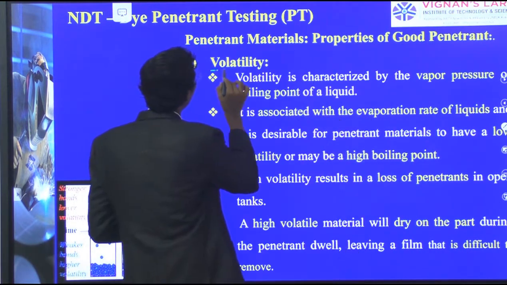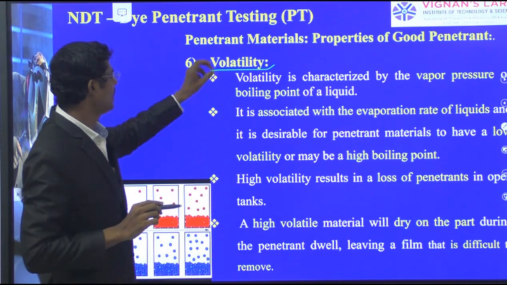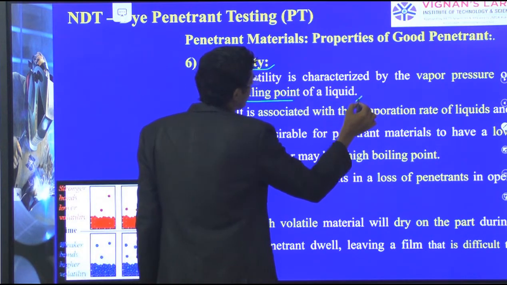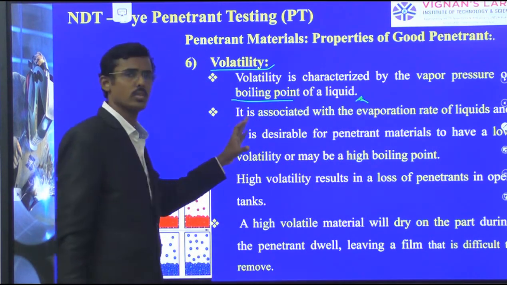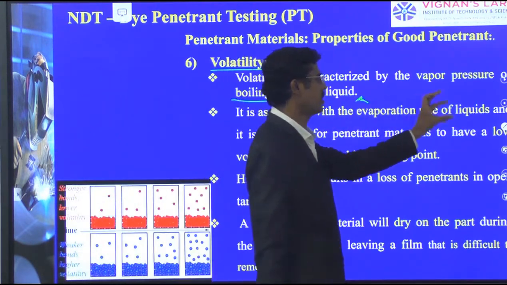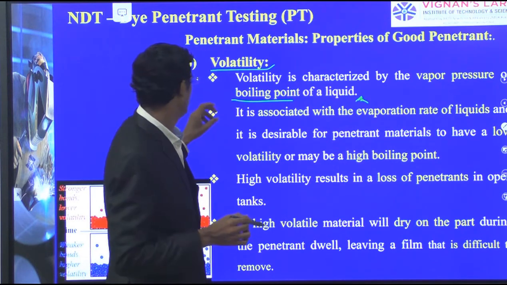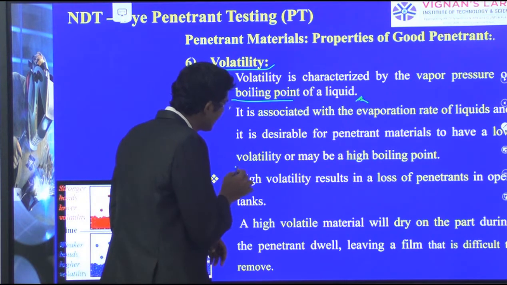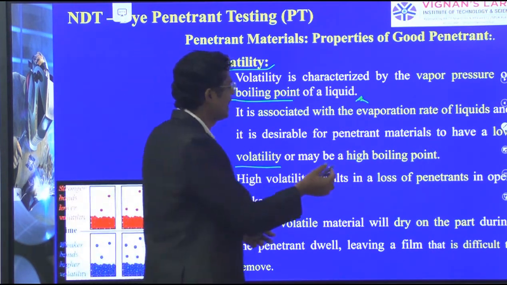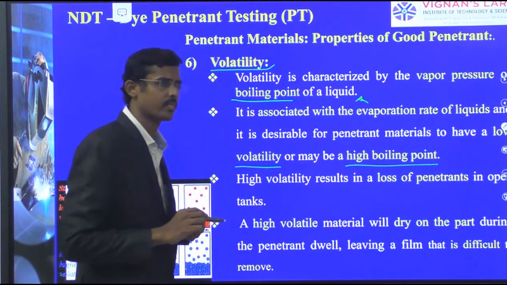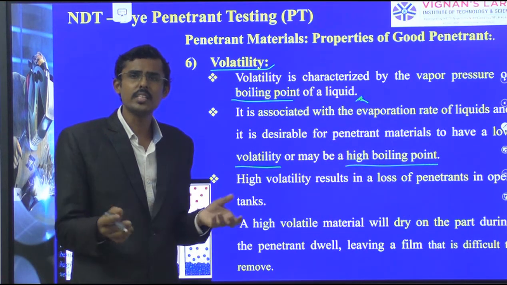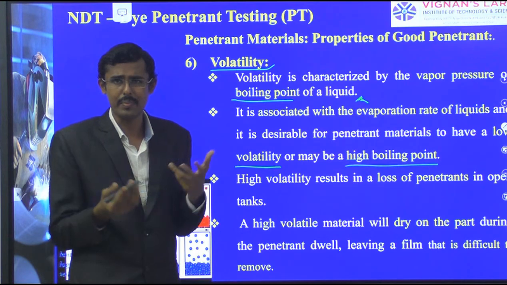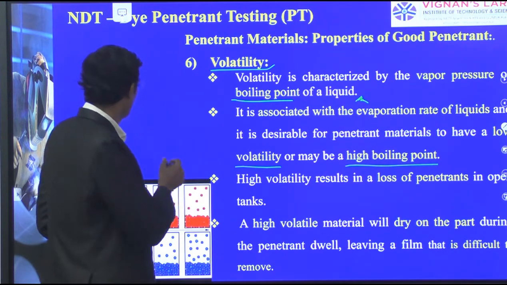Next we come to volatility. Volatility is characterized by the vapor pressure or boiling point of a liquid. It is associated with the vaporization rate of liquids, and it is desirable for a penetrant material to have low volatility, or you can say a high boiling point. When a liquid is brought to its boiling point, as with water, it is going to vaporize. Suppose I am using a highly volatile material.